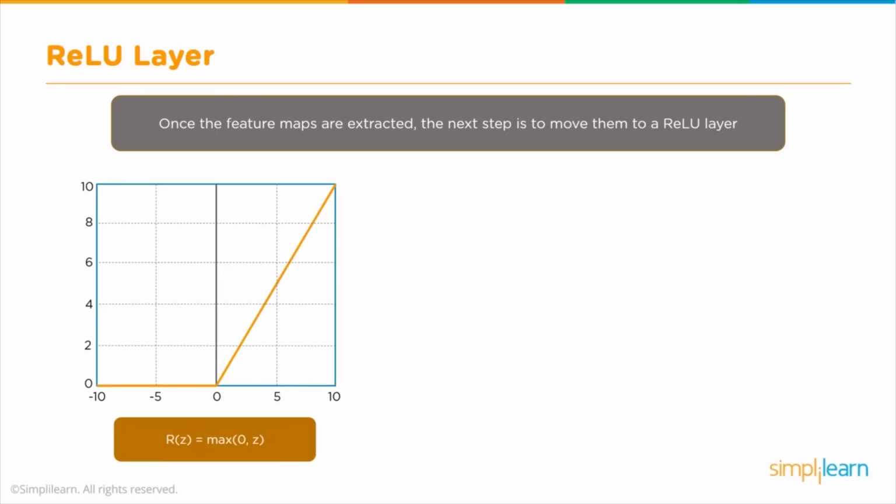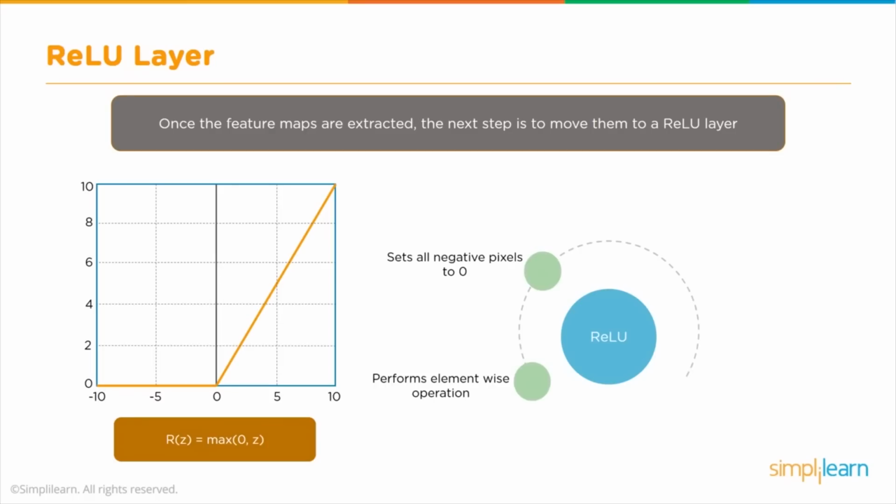So once the feature maps are extracted, the next step is to move them to the ReLU layer. The ReLU layer first is going to perform an element-wise operation. So for each of those maps coming in, if there are negative pixels, it sets all the negative pixels to 0. And you can see this nice graph where it just zeroes out the negatives, and then you have a value that goes from 0 up to whatever value is coming out of the matrix. This introduces nonlinearity to the network.